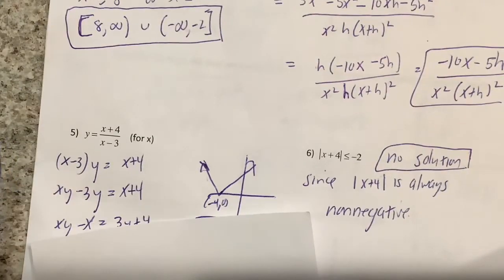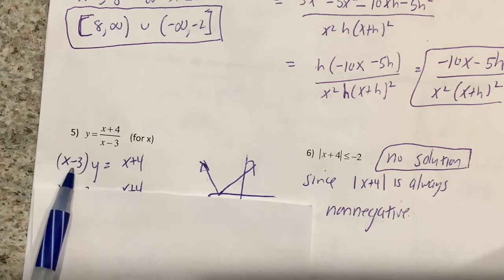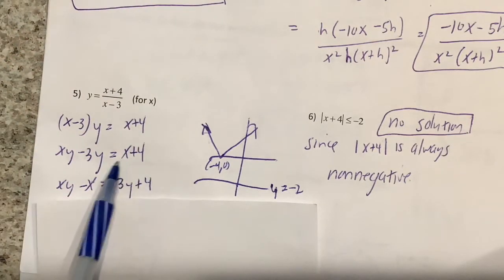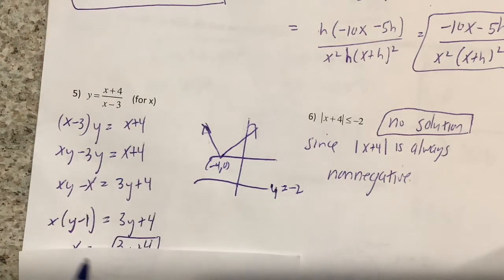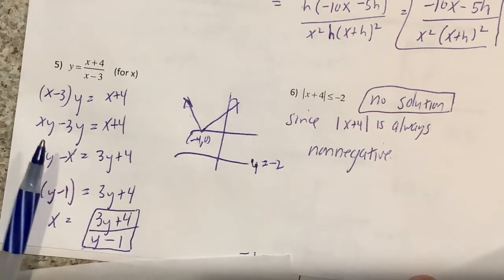Solve this for x. You'd have to cross multiply. Multiply the left side out. I'm going to get the x's on one side, so I'm going to subtract x from both sides, add 3y, factor out the x and divide. So you should have gotten (3y plus 4) over (y minus 1).